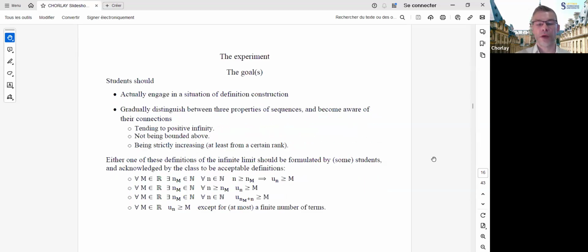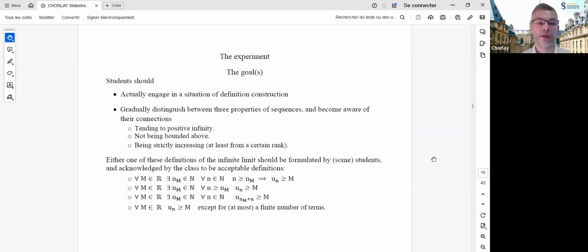So what are the goals of this 2-hour session? First, we would like students to actually engage in a situation of definition construction, which probably was a first for them, because I know what the situation in Australia is, but it is never the case that in French middle or high school, students are involved in the formulation or the construction of a mathematical definition. So it probably was a first for students.